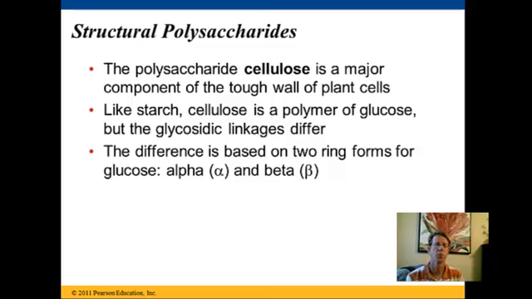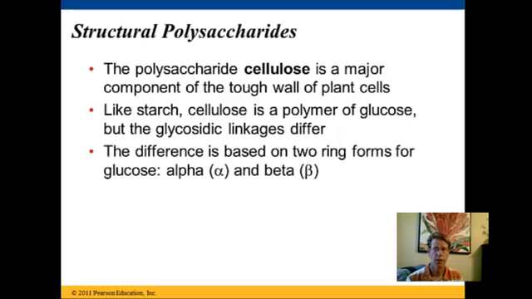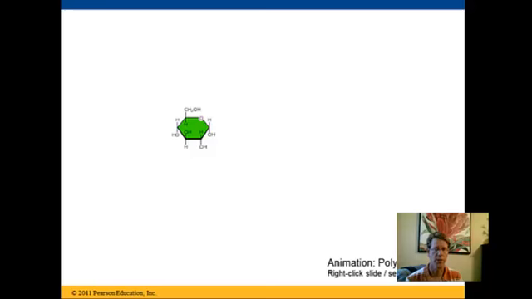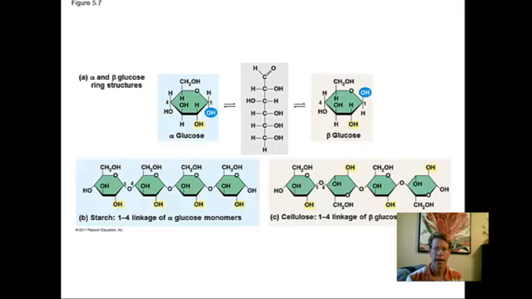Plants oftentimes will produce another polysaccharide, different from starch. This one is cellulose. This is a major component of cell walls. Like starch, cellulose is a polymer. Like starch, it is made up of different forms of monomers. In this case, we're talking about glucose, the alpha form and the beta form. And again, we've got a little video clip that is laid out here in this chart. It's not animated, but I'll talk you through it.